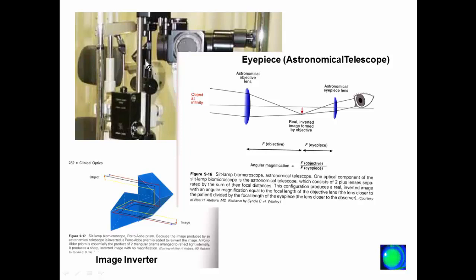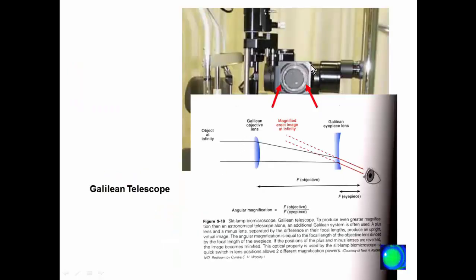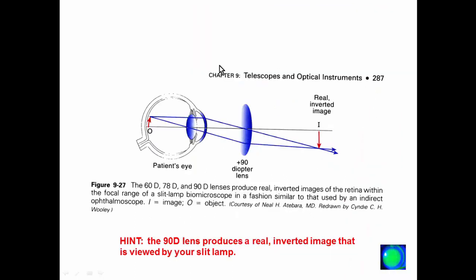Optical instruments such as the slit lamp often have one or more optical components, like in this case the eyepiece of a slit lamp is an astronomical telescope. There are beam splitters to upright or invert an image. In this section here there's a second telescope. In this case it's a Galilean telescope. This image shows graphically how a 90 diopter lens might image the retina so that you can see it in the slit lamp.